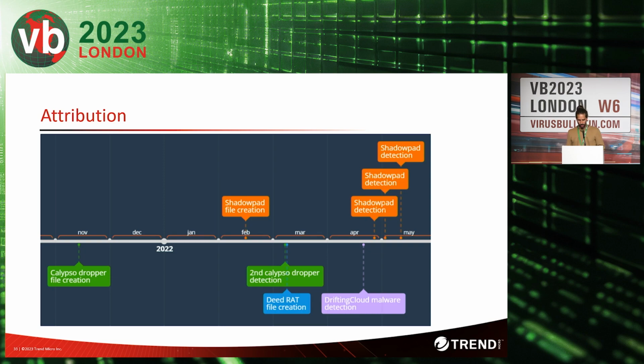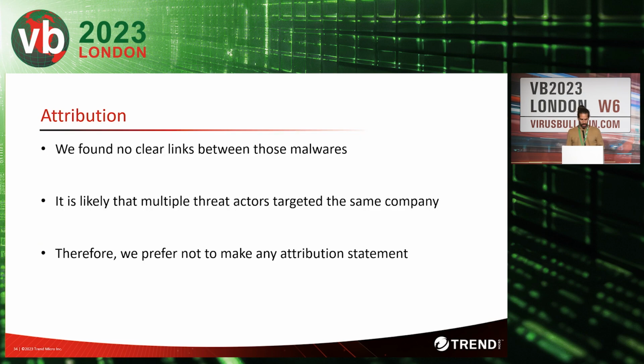So when you look at this graph, there are no evident connections between those malwares and the Shadowpad. We decided that there were not clear enough links between those malwares, and we chose not to attribute this attack, instead of making an attribution that could be proved wrong in the future and that we could not prove. Our opinion is that probably multiple threat actors targeted the same company.